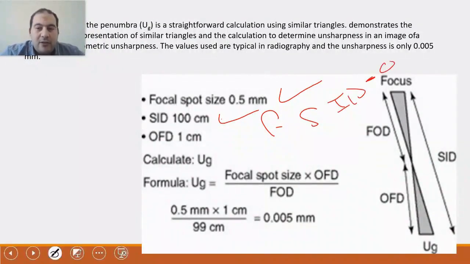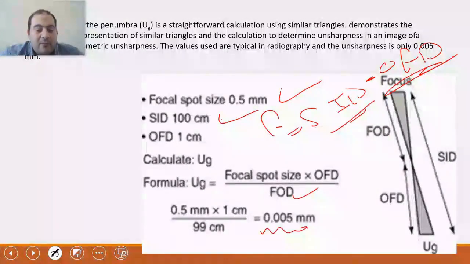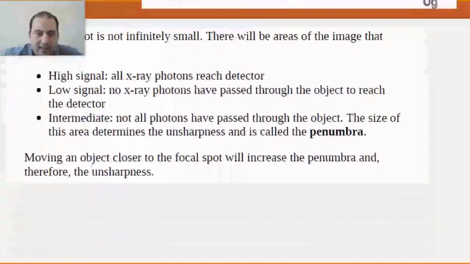The object to film distance gives you the focus or the focal spot for the object distance, which is 99 centimeters in this case. This will result in a geometric unsharpness of 0.005 millimeters, which is the amount of blurring that will occur in your images. So you can know how much blurring your machine will produce, or the level of unsharpness that is slightly present in it.